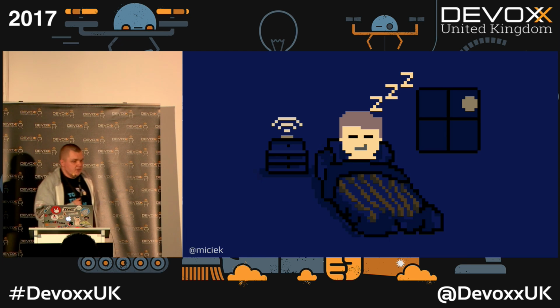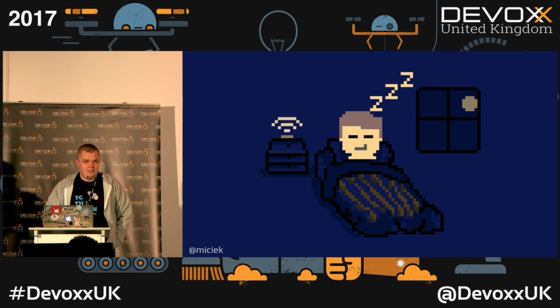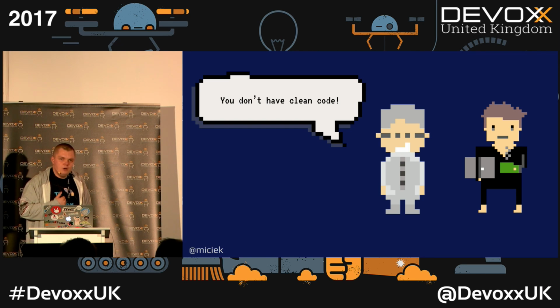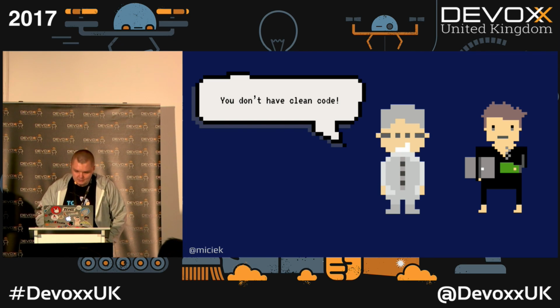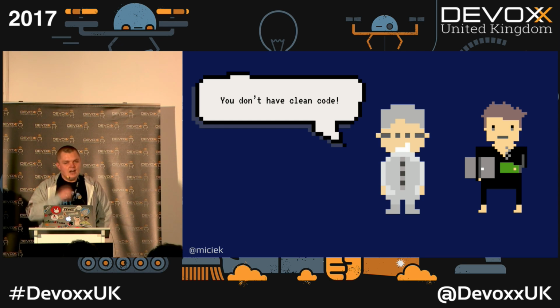So again, everything works fine, but one night, again, our telephone starts ringing. Who might that be? This time it's Uncle Bob. You don't have clean code, he says. And he's a real person, right? He thinks that remote data, the type that we have, is highly coupled with JSON.